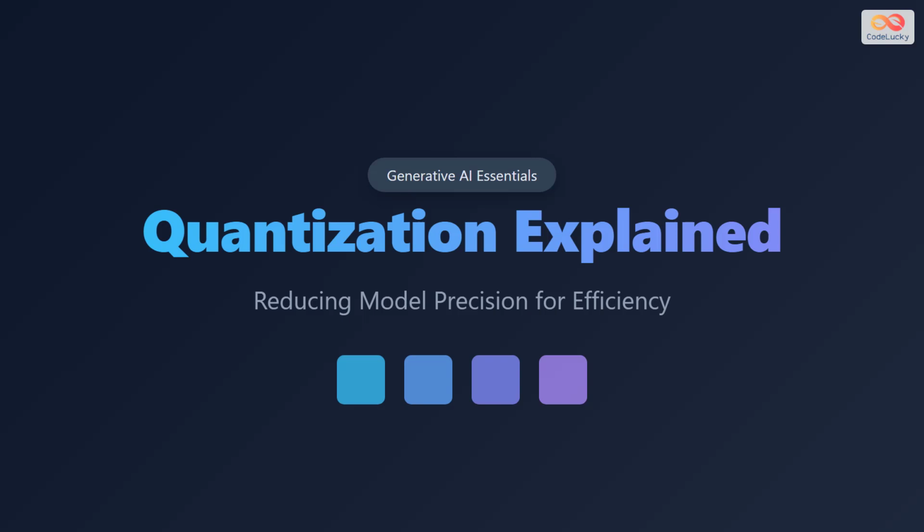Welcome. Today we are diving into a crucial concept in generative AI called quantization. If you have ever wondered how massive AI models can run on your laptop or even your phone, this is the magic behind it. We will explore how reducing model precision makes AI more efficient.